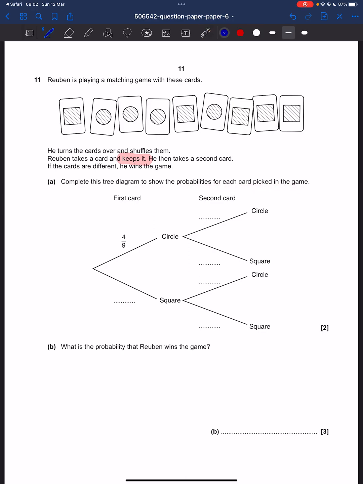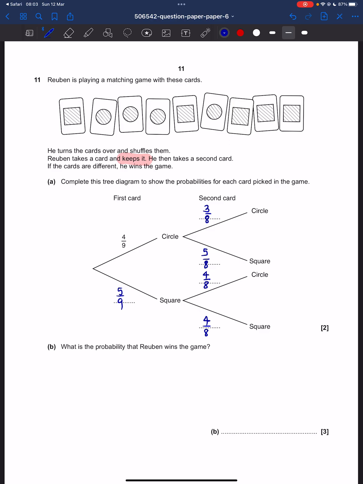So, 5 out of 9 for the circle, or the square, we've already counted those up. Right, and he keeps it. So in this second round, they're all out of 8, because he's keeping one of them. If he starts off with 4 circles and he gets a circle, he's gone down to 3, because he's kept one of them. So he's still got his 5 squares in that outcome. On this branch, if he gets a square, he's still got the original 4 circles, but his squares have gone down to 4.